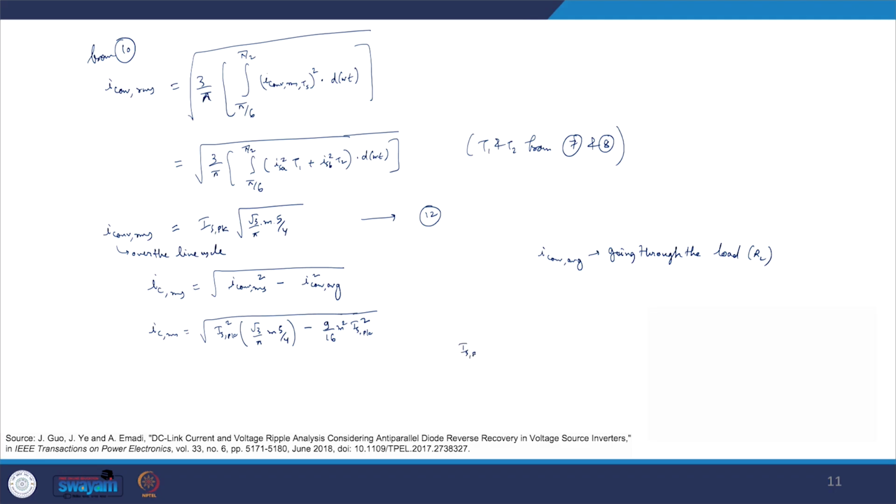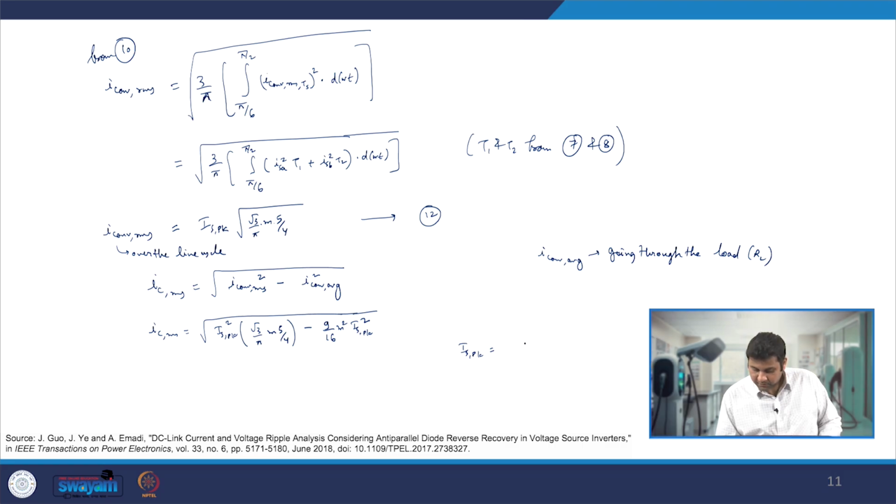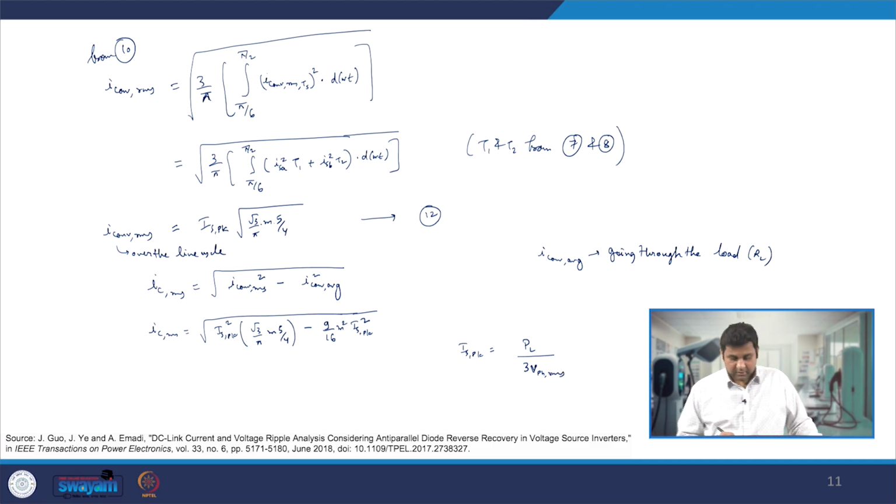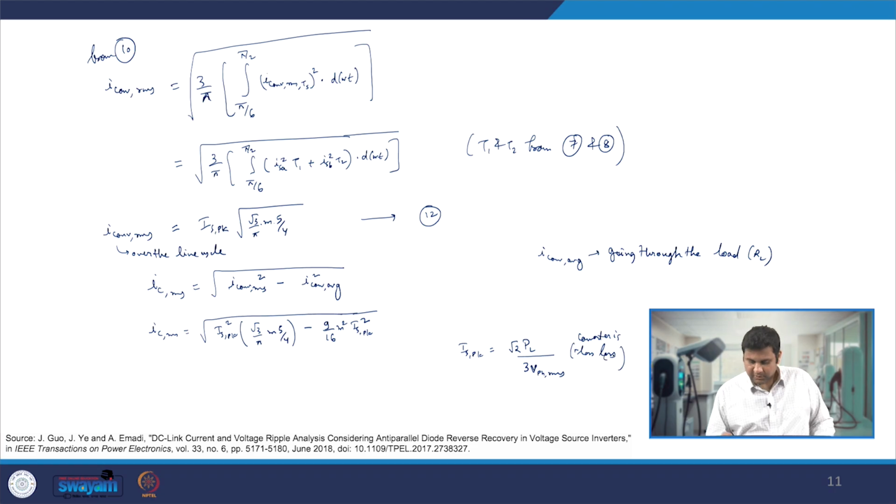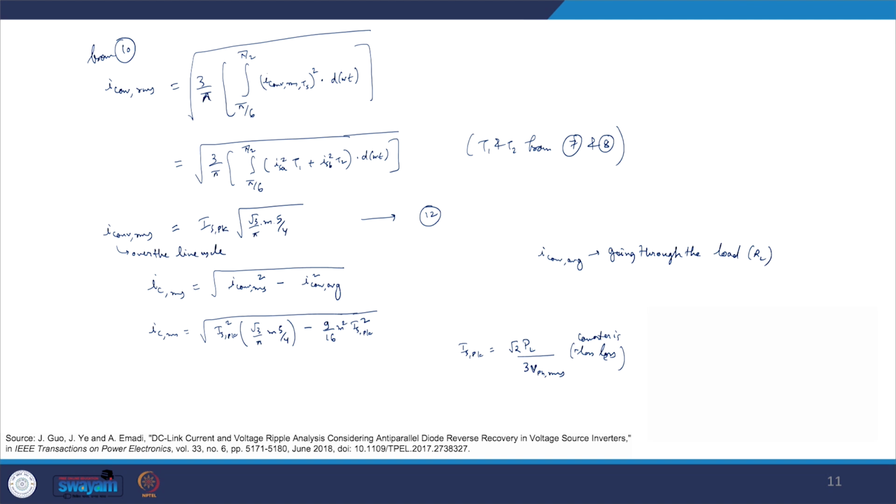So you can calculate Is peak to be nothing but equal to your load power divided by 3 times V phase RMS, and this RMS value multiplied by root 2 will be the Is peak. And here we have assumed that the converter is lossless, there is no loss in the converter. Otherwise, you can also take some efficiency number and divide this by the efficiency to calculate the input power, and from there you can easily predict your Is peak.